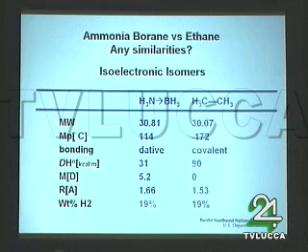The ammonia borane's a solid at room temperature. It melts at over 100 degrees. The ethane is a gas, of course, and you have to cool it quite a bit to make it a solid.